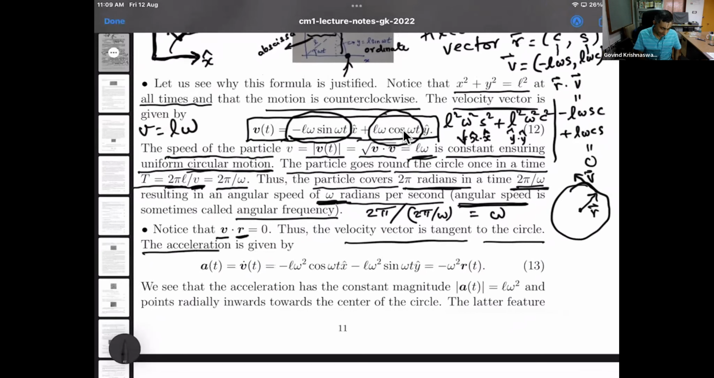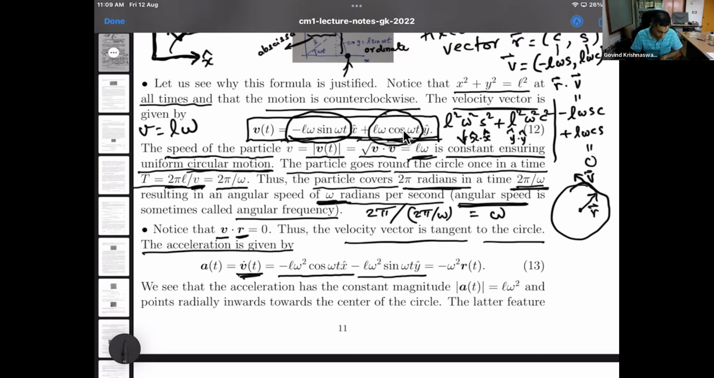Now, the acceleration vector is given by the time derivative of velocity. So we just differentiate once more this formula for v, and we get one more omega coming out, sines turning into cosines and cosines turning into minus sines. So here's our vector. The acceleration vector is minus L omega squared cosine omega t x hat minus L omega squared sine omega t y hat.